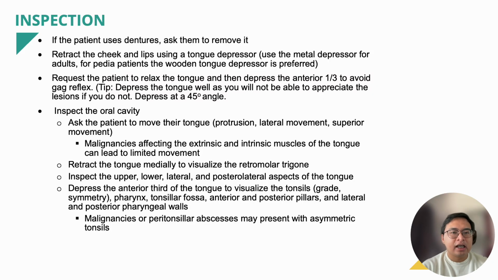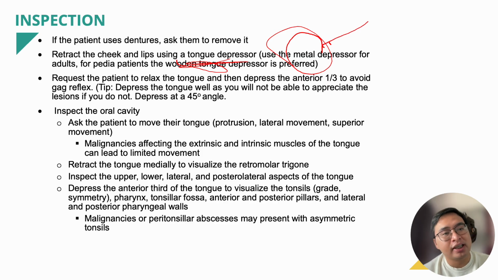So, let's see how to inspect the oral cavity. If the patient have any dentures, you ask them to remove it. Then you retract the cheek and the lips using your tongue depressor. Okay. Sometimes in your hospital, they may be a metal tongue depressor, but of course it has to be sterilized in between patients. But for pediatric patients, you may use a wooden tongue depressor. You ask the patient to relax their tongue and depress the anterior 1/3.